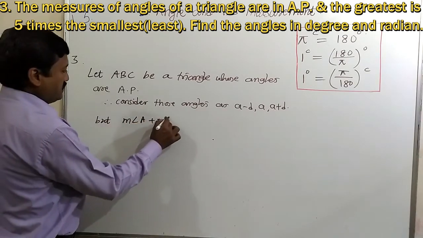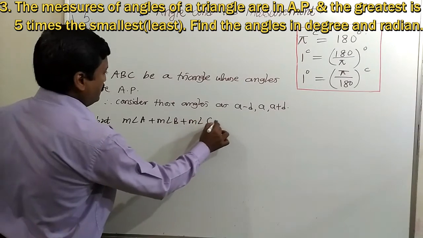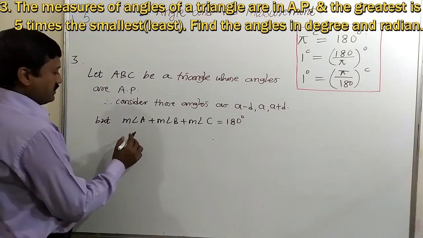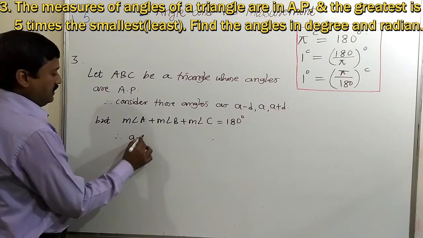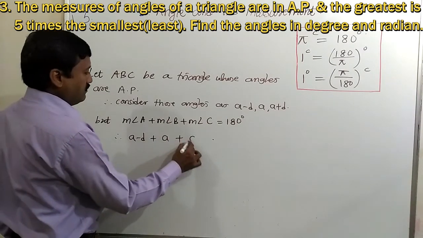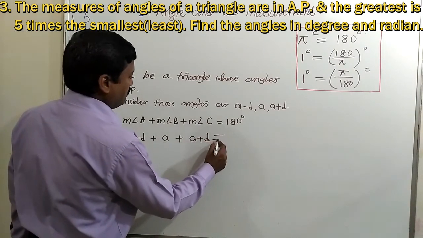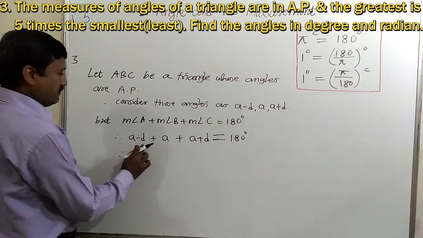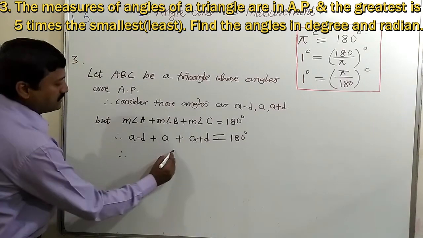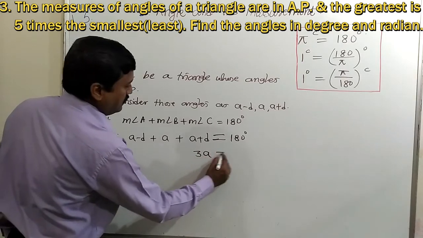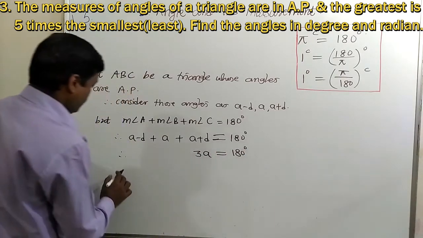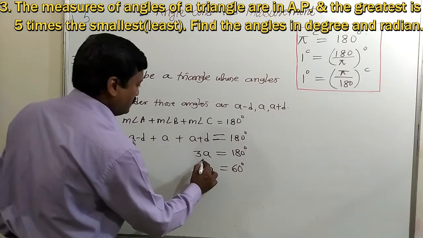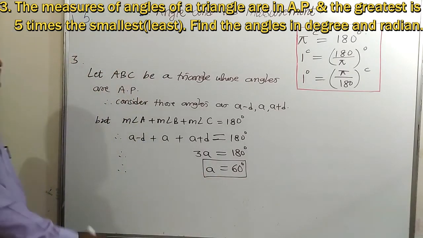Therefore, these are three numbers and given also by the property that measure of angle A plus measure of angle B plus measure of angle C is equal to 180 degree. We are considering these angles in degree first. Therefore, A minus d plus A plus A plus d is equal to 180 degree. Therefore, minus d plus d get cancelled, remains 3a. So 3a is equal to 180 degree. Therefore, a is equal to 60 degree.